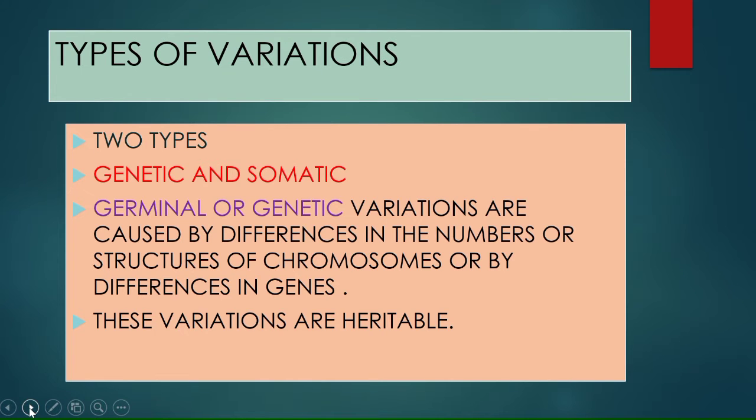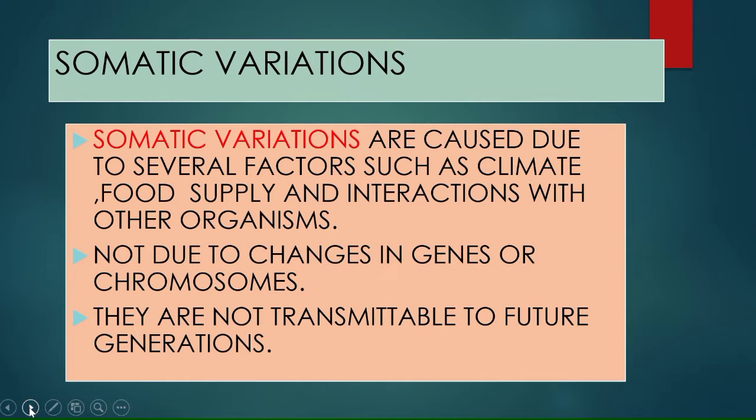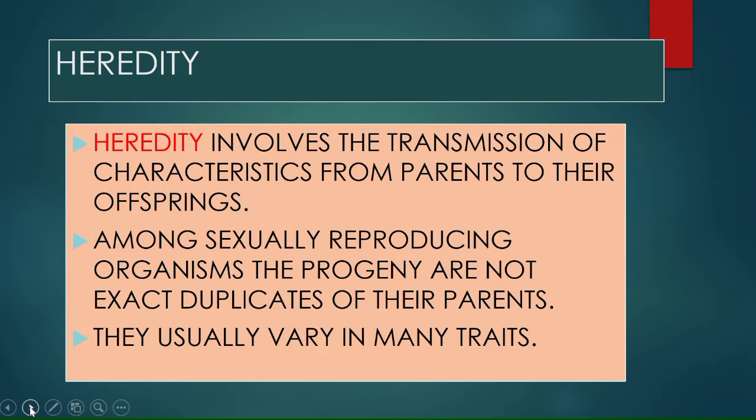There are two types of variation, genetic and somatic. Genetic variation is also known as germinal variation. They are caused by differences in the number or structure of chromosomes or by differences in genes. These variations are heritable. Somatic variations are caused by several factors such as climate, food supply, and interaction with other organisms. They are not due to any change in genes or chromosomes. They are not transmittable to future generations.